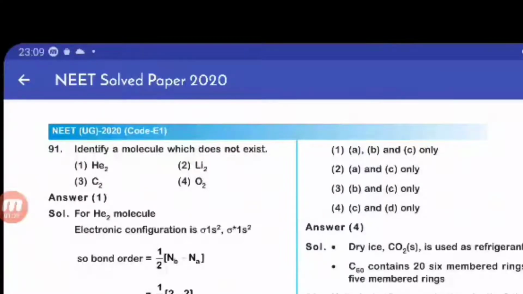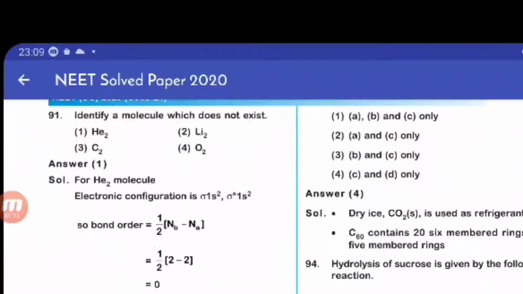So in case of helium, if you see the bond order, you will find that the number of electrons in the bonding orbital and the number of electrons in the anti-bonding orbital are 2. So the bond order is equal to 0, and hence this molecule will not exist. This we have done in the example questions of NCERT, and from there this question has come.